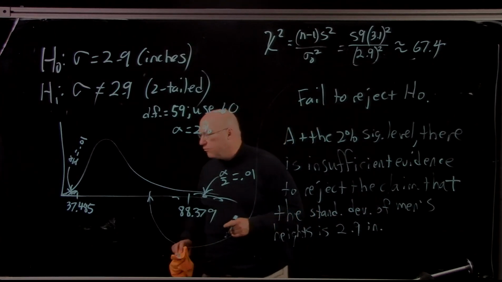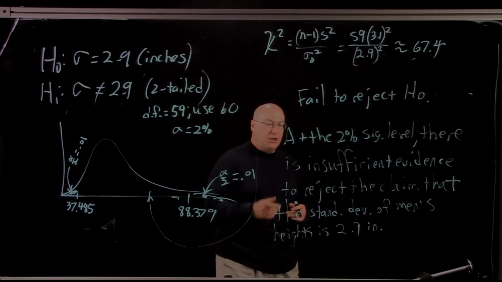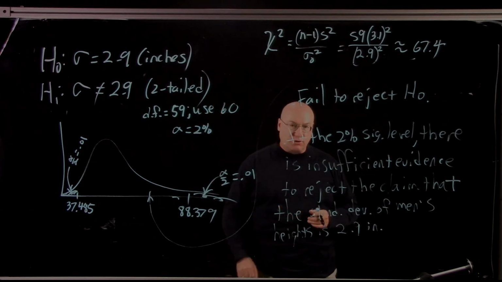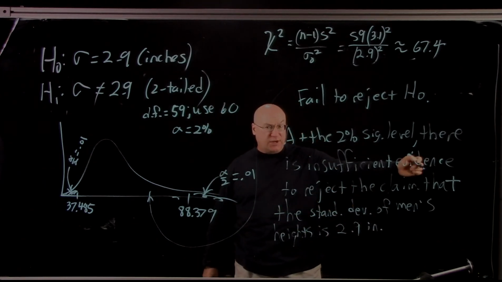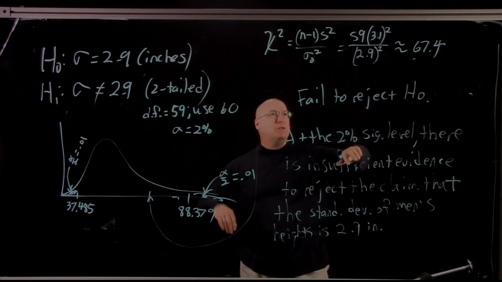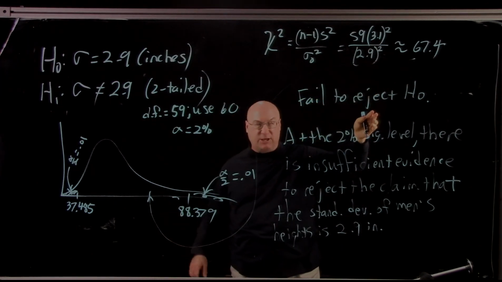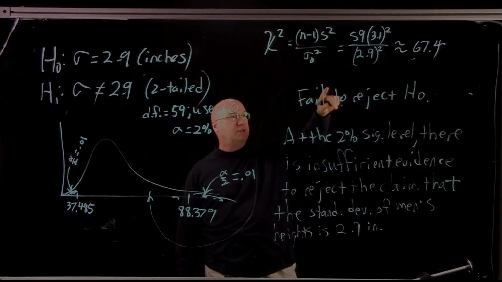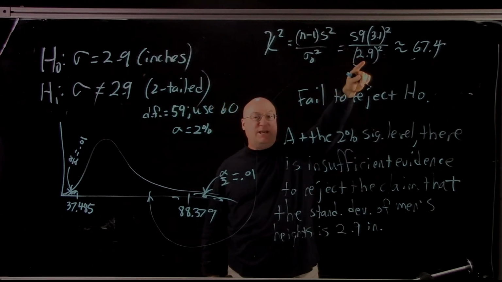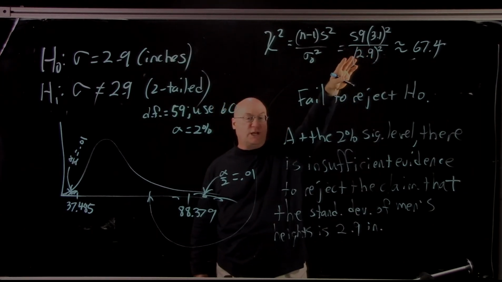Remember, when we fail to reject the null, we're not insisting that the null is true. I'm not insisting, therefore, the standard deviation is 2.9, right? Our sample standard deviation was 3.1, which is not 2.9. Just kind of reminding you of things that we've looked at numerous times in the past. So in fact, it may be different. It may be a little bigger, the true standard deviation.